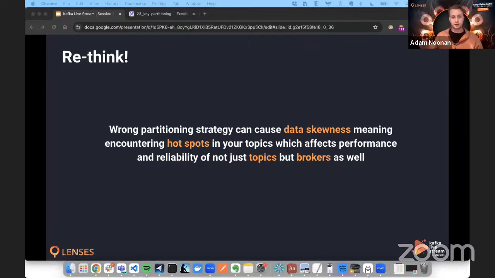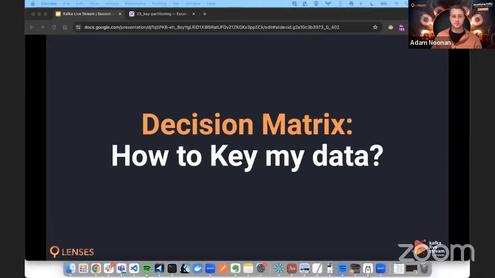So great information in theory, all great to know as developers, but how can we practically extrapolate some sort of decision matrix? So what's the thought process we should probably have when I'm trying to decide how to key my data?